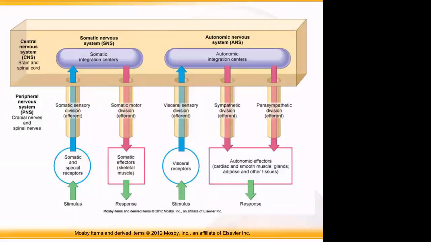The somatic is under voluntary control. The somatic portion of the nervous system does things if you want it to, if you want to move your leg, for instance. The autonomic nervous system does things automatically, things you don't have to think about, like breathing or heart rate. So the stuff that we've been doing all morning long, you haven't even thought about, that is under autonomic control. And then the autonomic nervous system is further subdivided into sympathetic and parasympathetic divisions.